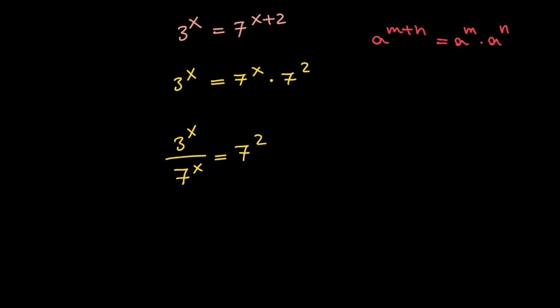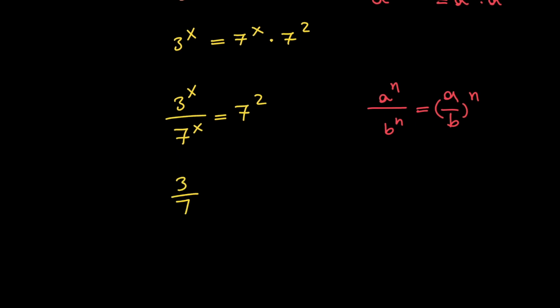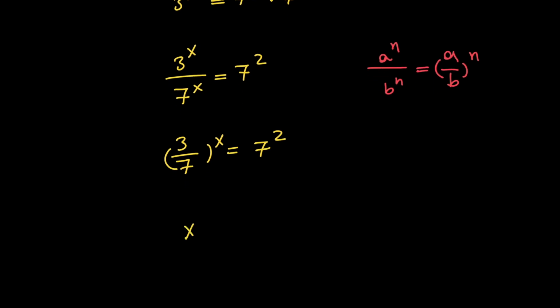Then let's go ahead and use this property that states that a to the power of n over b to the power of n is equal to a over b all to the power of n. So by using this, I can say that on the left-hand side, we have 3 over 7 to the power of x equals 7 squared. And then by using the definition of logarithm, we can say that x is equal to log of 7 squared with base 3 over 7.